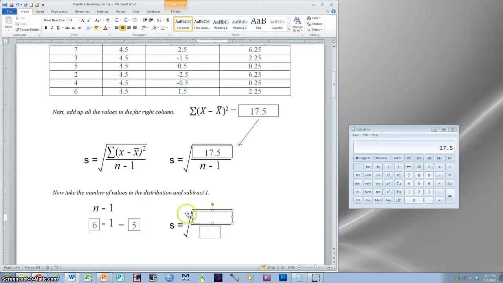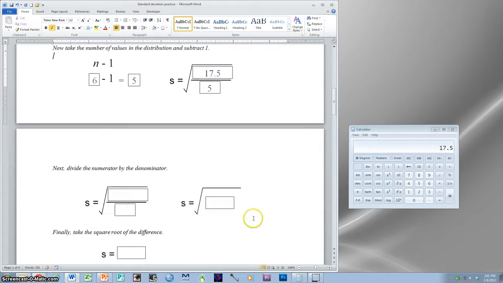So the standard deviation is the square root of 17.5. I'm just bringing this down, divided by 5, which I got from right there. So n minus 1 is 5. All that nonsense is 17.5. So the standard deviation is the square root of 17.5 divided by 5.